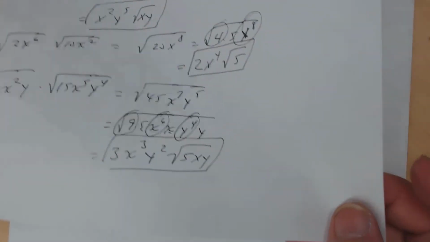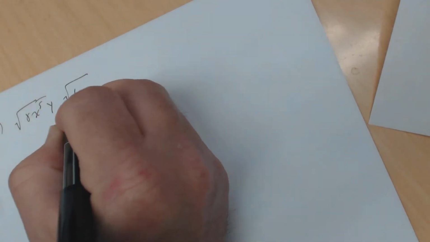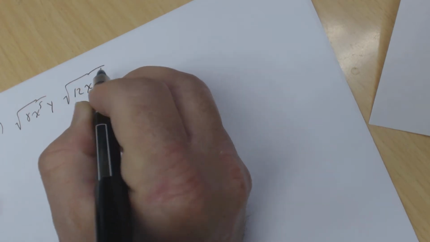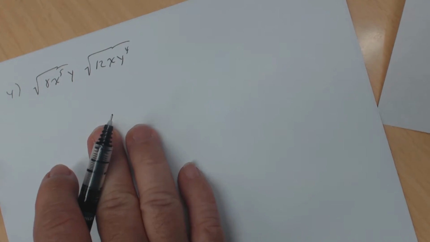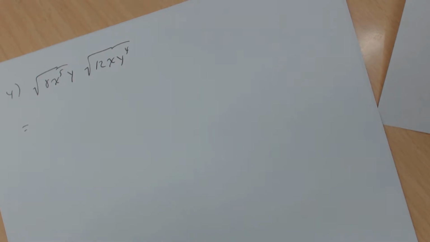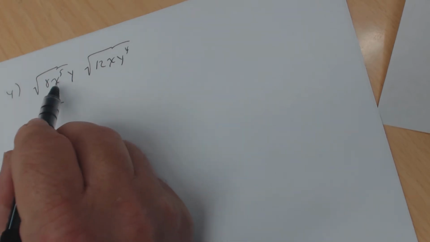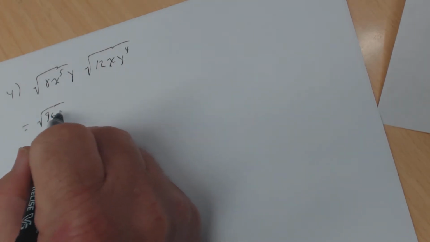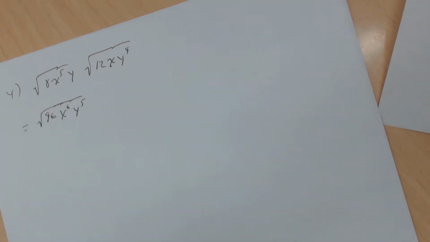Okay, number 4. You have the square root of 8 x to the 5th y times the square root of 12 x y to the 4th. So the square root of 8 x to the 5th y times the square root of 12 x y to the 4th. Okay, so 8 times 12 is 96, so the square root of 96. X to the 5th times x is x to the 6. Y times y to the 4th is y to the 5th. All right, so that's where I'm at.